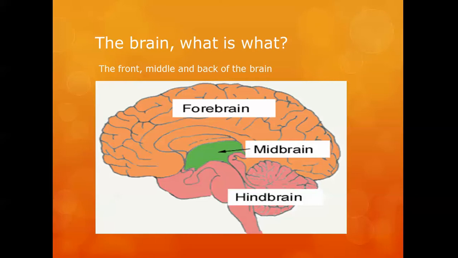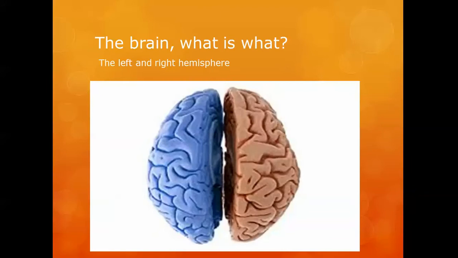I'll go through this in class, but if I'm ever talking about the forebrain, I'm talking about the top part. If I'm ever talking about the hindbrain, I'm talking about the bottom part, the back part, and then of course we have the midbrain. We often talk about left and right hemispheres, which is just a fancy way of saying the left side of the brain and the right side of the brain. Hemispheres is just the technical term for halves. So we have a left and right hemisphere, basically two halves to our brain.